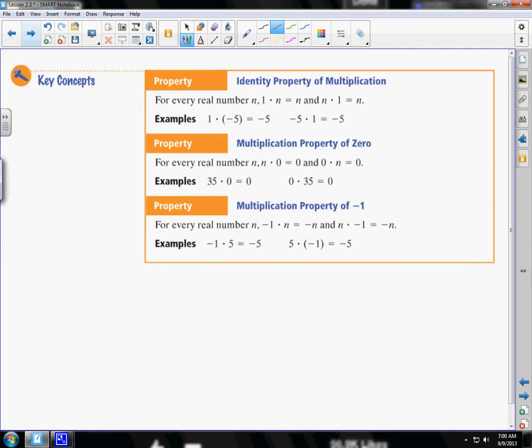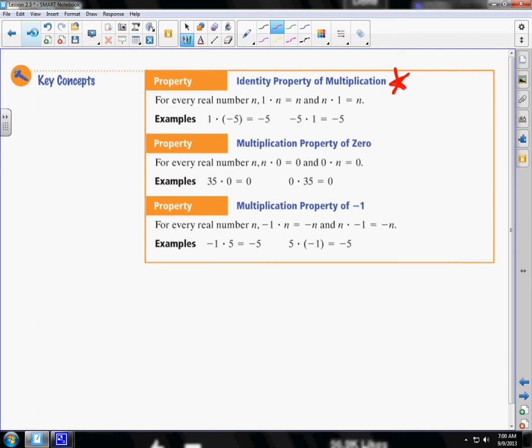So first, the identity property of multiplication. Anything times 1 is itself, really. Now, what is important here is the names. I don't think we ever call them by names, and you need to start learning the names so that you can use them in the future. So that's the identity property of multiplication. Anything times 1 is itself.